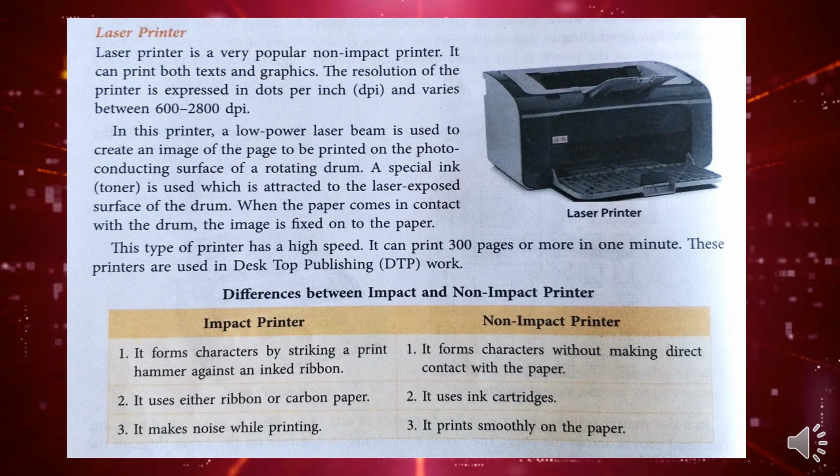In this printer, a low power laser beam is used to create an image of the page, which is to be printed, on the photoconducting surface of a rotating drum. A special ink called toner is used, which is attracted to the laser exposed surface of the drum. When the paper comes in contact with the drum, the image is fixed onto the paper.